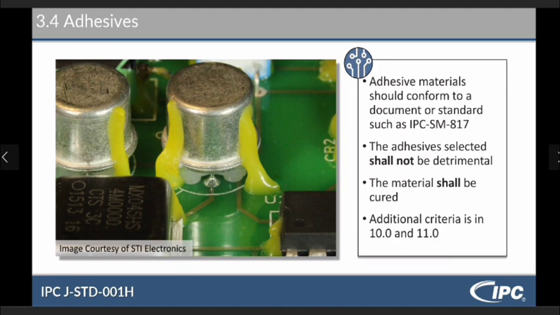Adhesives. Adhesive materials should conform to a document or standard such as IPC SM 817. The adhesive selected shall not be detrimental. Again, you do not want to put anything on your product that's going to cause it damage. The material shall be cured in accordance with manufacturer instructions. And additional criteria, we discuss a little bit more in sections 10 and 11.